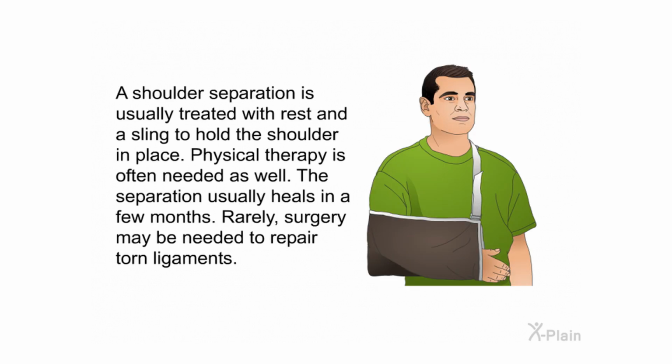A shoulder separation is usually treated with rest and a sling to hold the shoulder in place. Physical therapy is often needed as well. The separation usually heals in a few months. Rarely, surgery may be needed to repair torn ligaments.